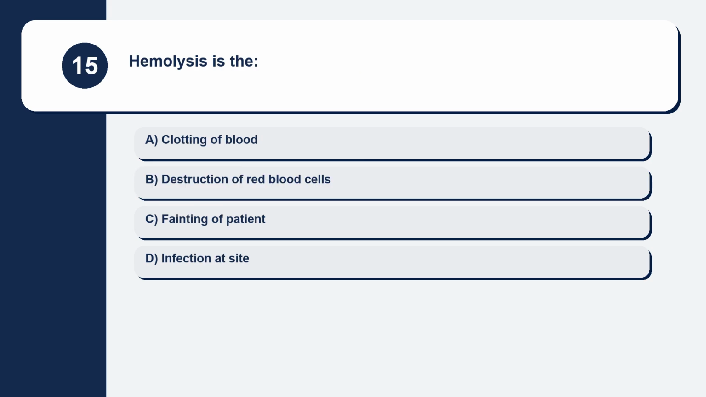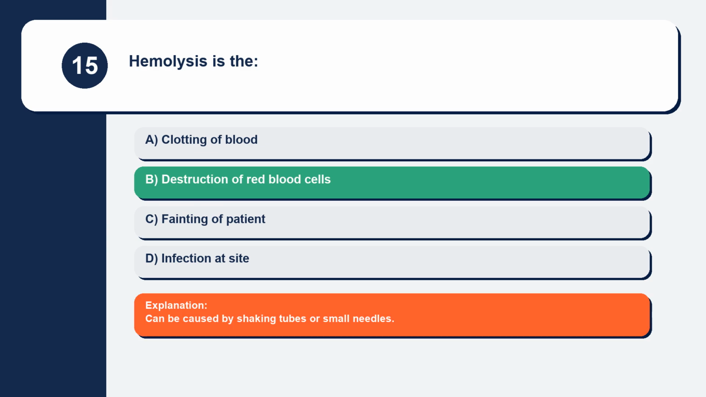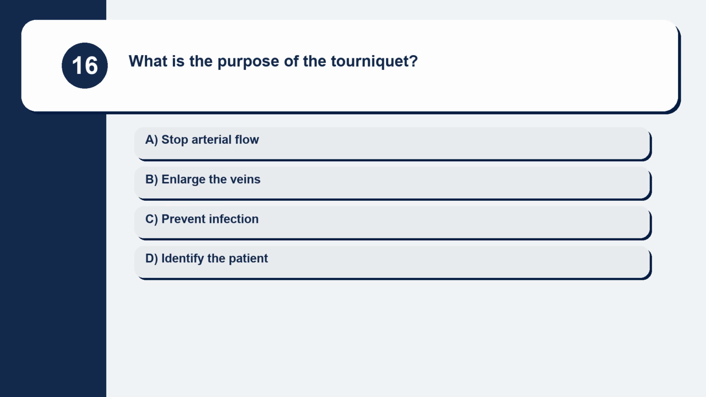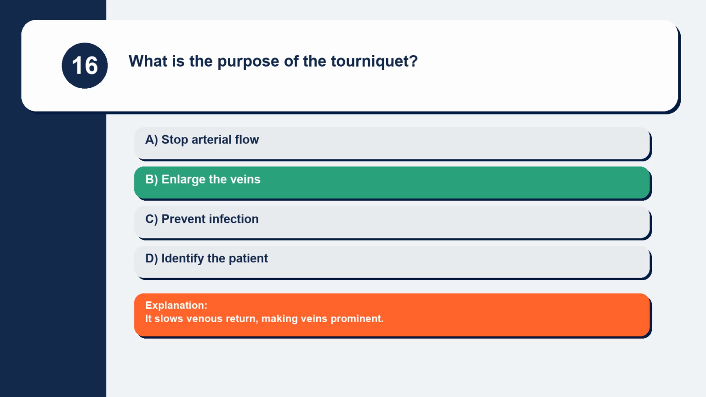Question 15. Hemolysis is the clotting of blood, destruction of red blood cells, fainting of patient, infection at site. Can be caused by shaking tubes or small needles. Question 16. What is the purpose of the tourniquet? Stop arterial flow, enlarge the veins, prevent infection, identify the patient. It slows venous return, making veins prominent.